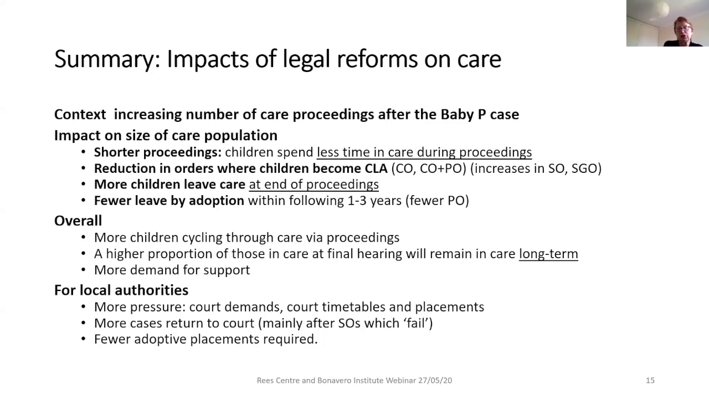And we certainly had a number of children, about a third of the children in SGO care, who had not lived with their SGO carer before. Half of them hadn't lived with their SGO carer before the SGO was made, and for a third of them in that position, the assessment lasted 10 weeks or less. So quite a lot of pushing children through into new placements with people who we might describe as relative strangers. And then local authorities require fewer adoptive placements, but they have to find more placements overall.